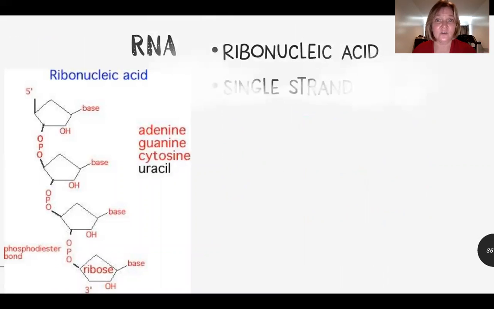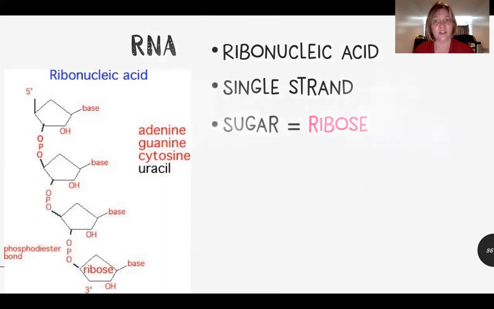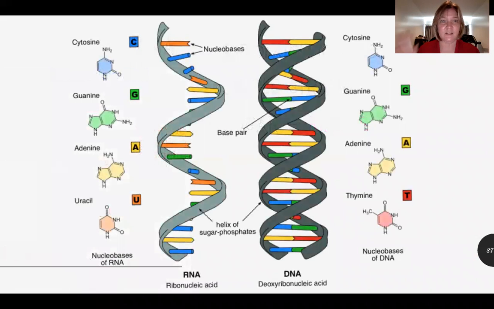Okay, the second nucleic acid is called ribonucleic acid. It is a single strand, unlike DNA, which is a double strand. And the sugar here is ribose. Again, ose meaning sugar and ribose meaning ribonucleic acid. So the difference between DNA and RNA is here. We have a single strand of RNA, a double strand of DNA.